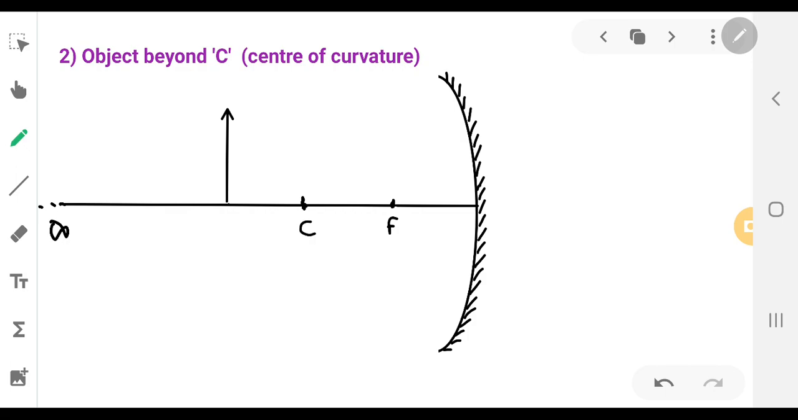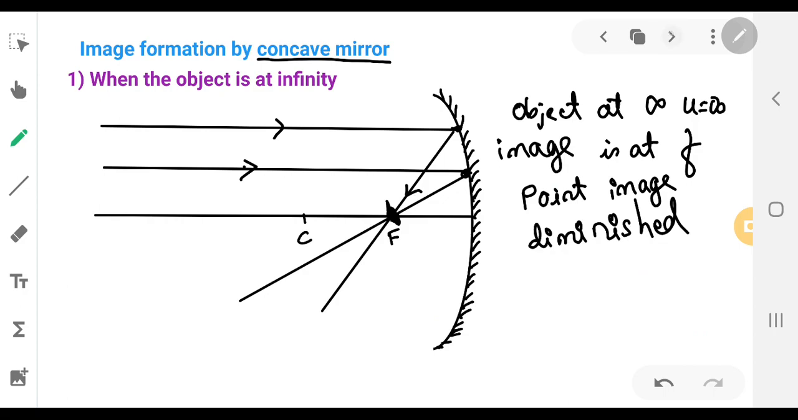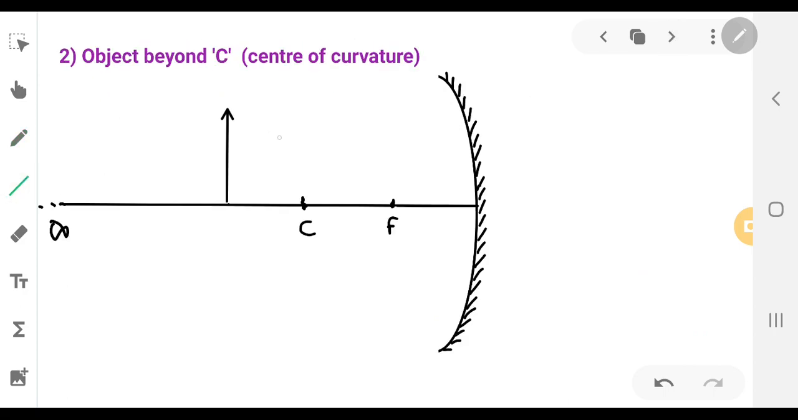Now for image formation we can take any two rays. Of the three mentioned here, we can take any two rays. We take the first and third ray. The first ray is parallel to the principal axis. This is the direction of the incident ray. So after reflection, as it is parallel to the principal axis, it is passing through the principal focus. This is the direction of the reflected ray.